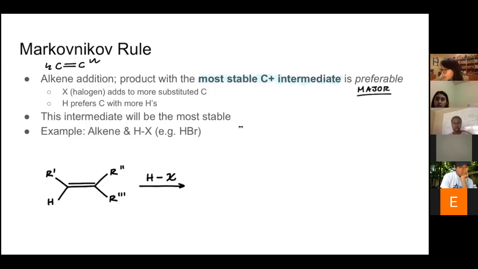Sometimes you'll get minor products where you have the less stable carbocation intermediate, and like I said, this is going to be the minor products. I'll show you some examples.